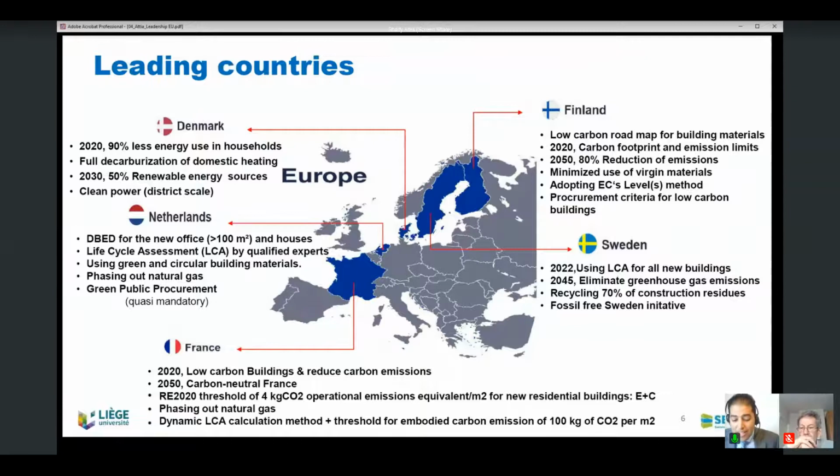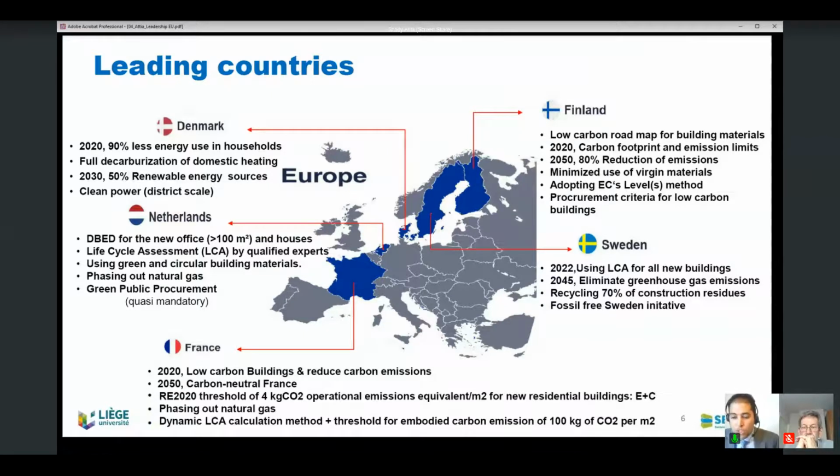Coming in the third place, Sweden. Sweden has progressive climate legislation that supports the transition towards a carbon neutral Sweden by 2045, 5 years ahead of the European Union. And they are effective from January 2022. And Sweden aims to recycle 70% of the construction residues. And this is one of the most ambitious legislation that we found in our review.